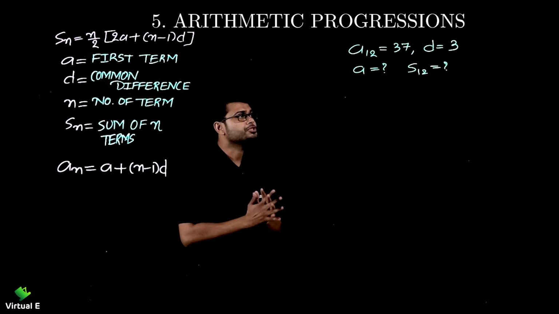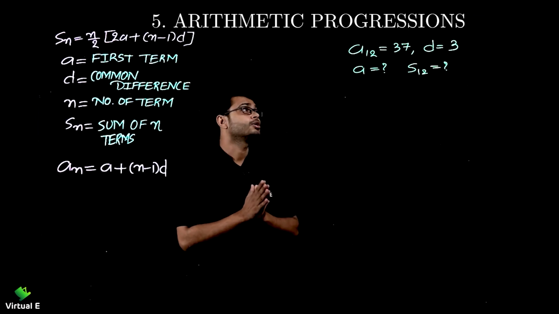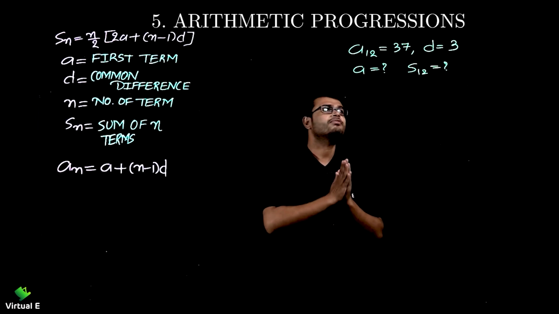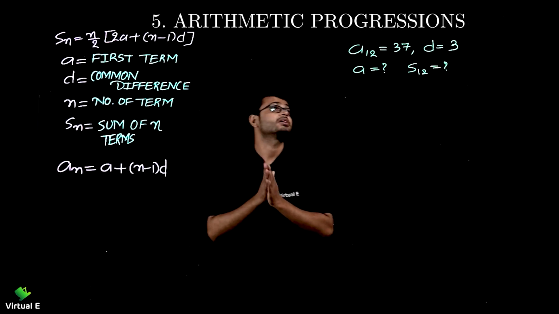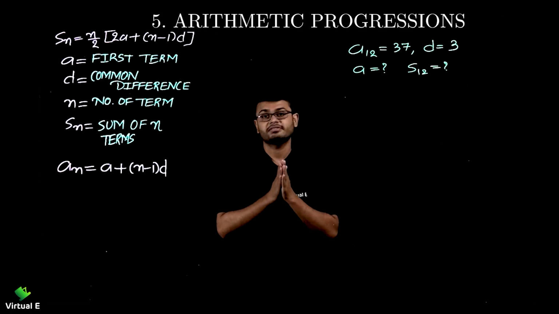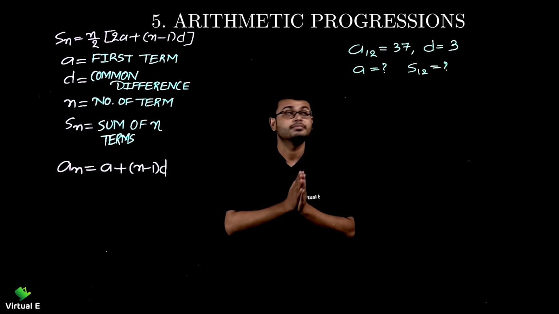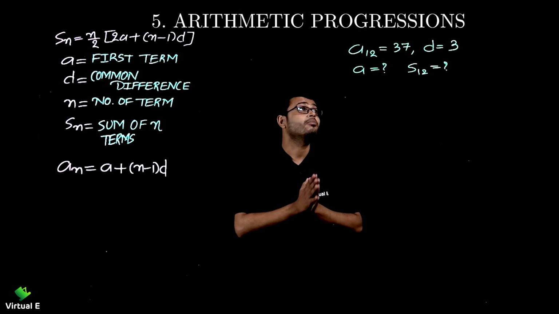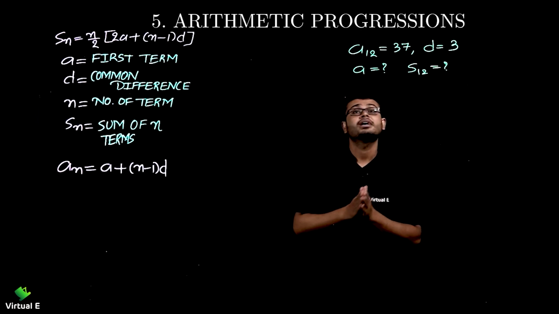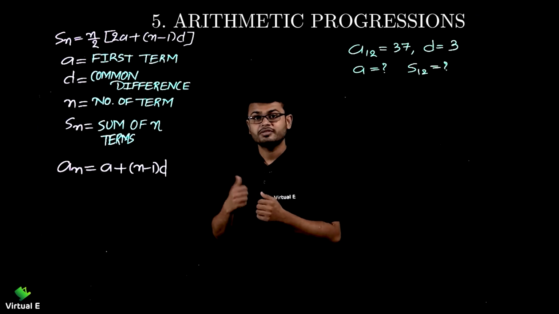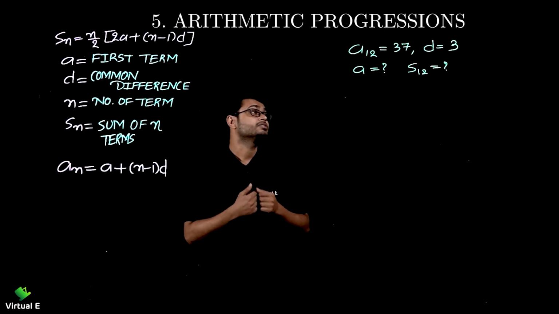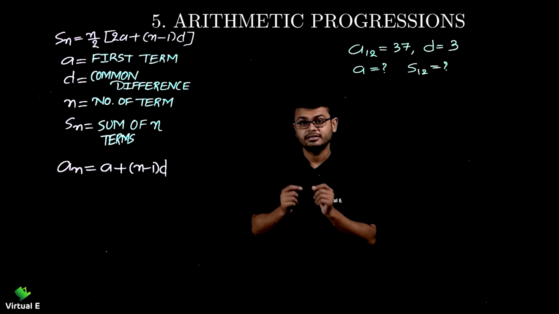Let's discuss one more question. Here, two pieces of information are given and we need to find two more. So, a12, the 12th term, is 37. Common difference, d, is given as 3. We need to find the value of a, the first term, and the sum of 12 terms.